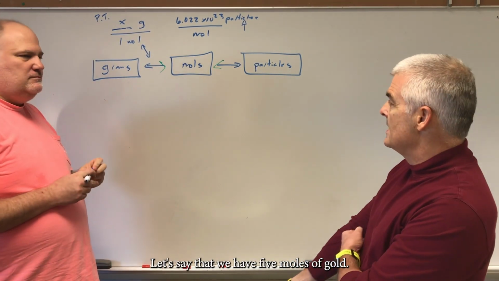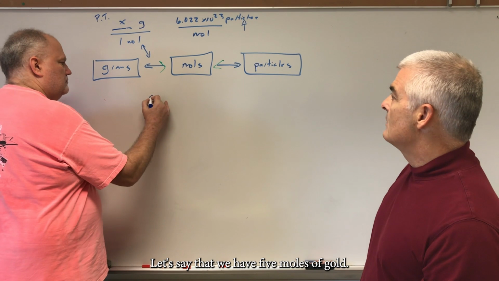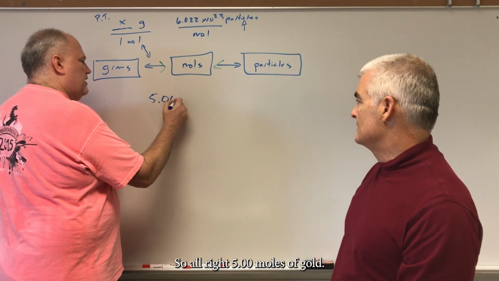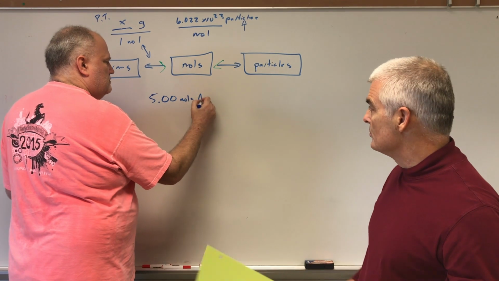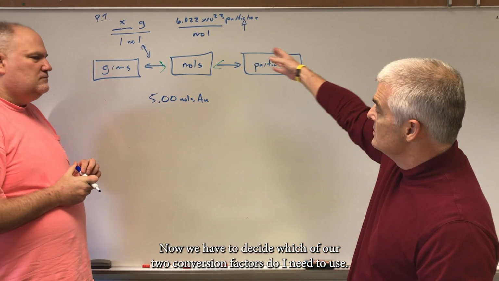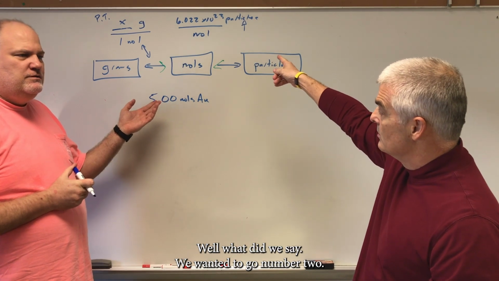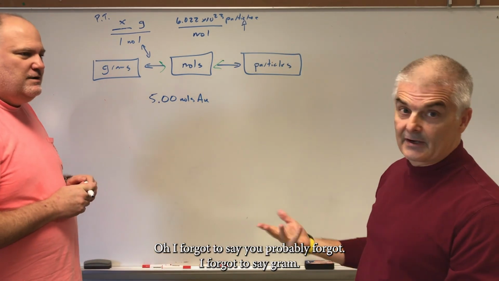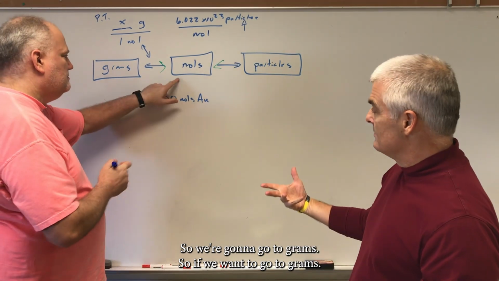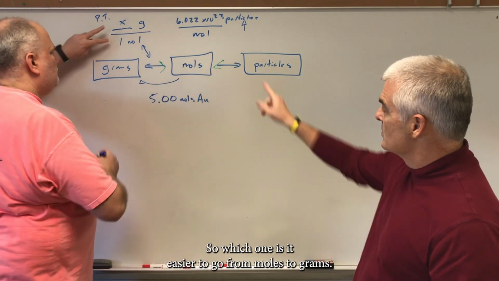So let's do an example. Let's say that we have 5 moles of gold. How about 5.00? All right, 5.00 moles of gold. Now we have to decide which of our 2 conversion factors we need to use. What did we say we wanted to go to? We want to go to grams. So if we want to go to grams, which one are we going to use? We're going to go from moles to grams.